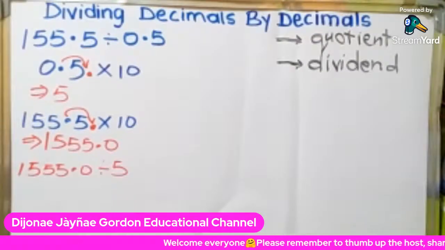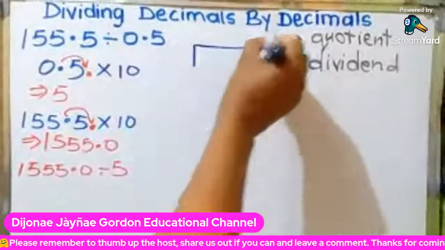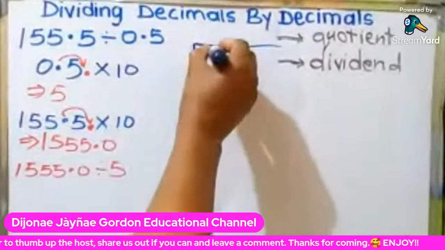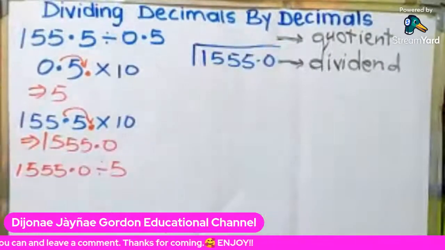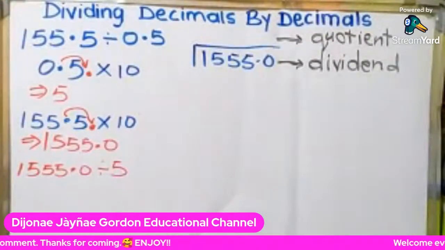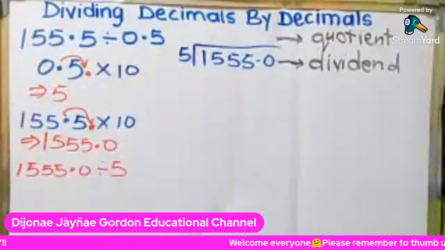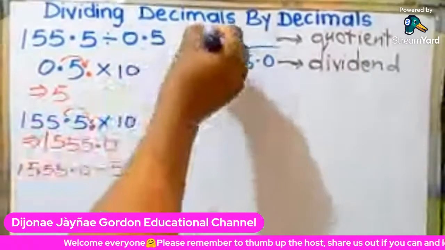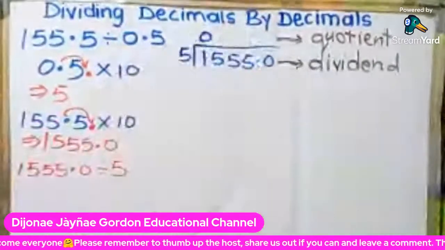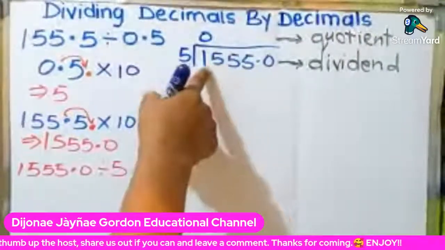All right. So first we're going to go right ahead and set this problem out. And of course, 1,555.0 is your dividend. And in this case, 5 is your divisor. Ask yourself, how many groups of 5 can you get from 1? Of course, you can't. So I'm going to put 0 right there. And of course, put these two digits together. And of course, we're going to get 15.